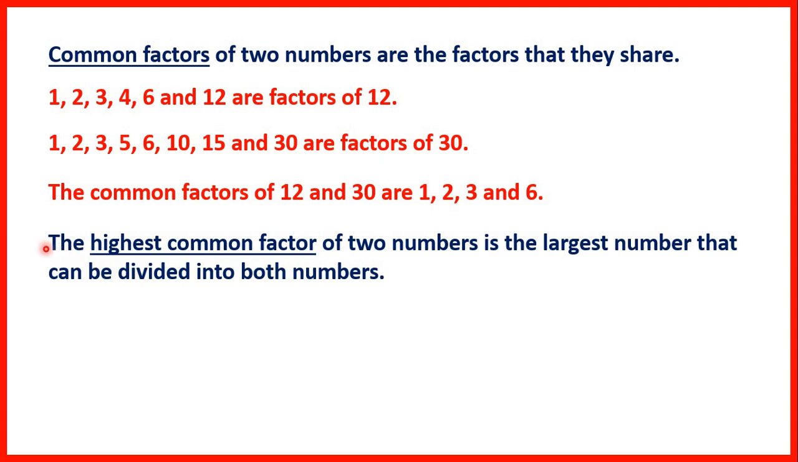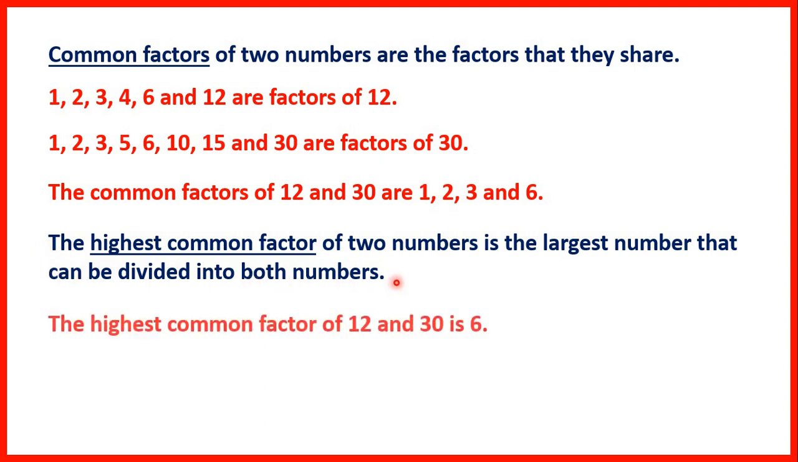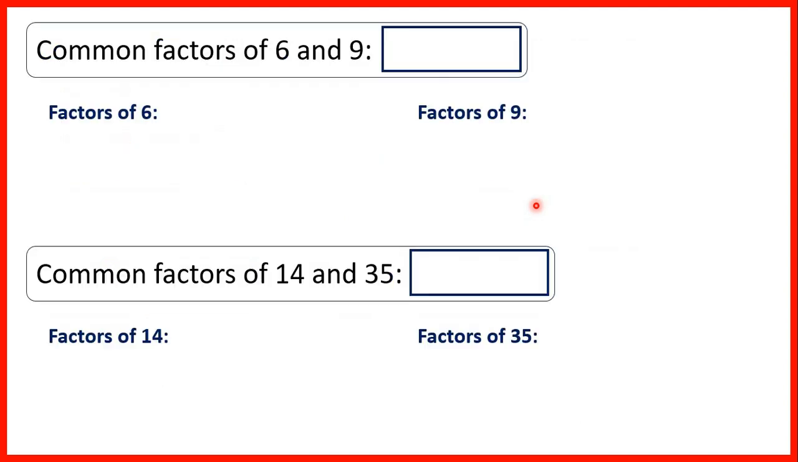The highest common factor of two numbers is the largest number that can be divided into both numbers. So the highest common factor of 12 and 30 is 6, because that's the highest number, or the highest times table, that has both 12 and 30 as multiples.